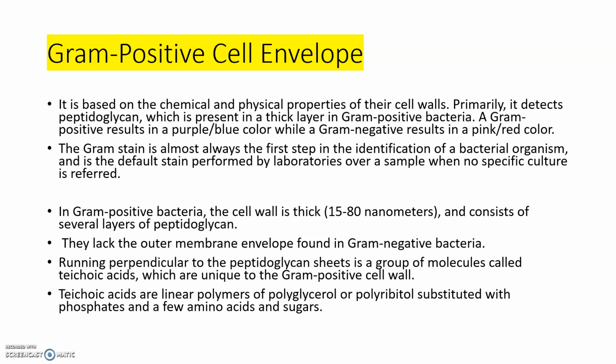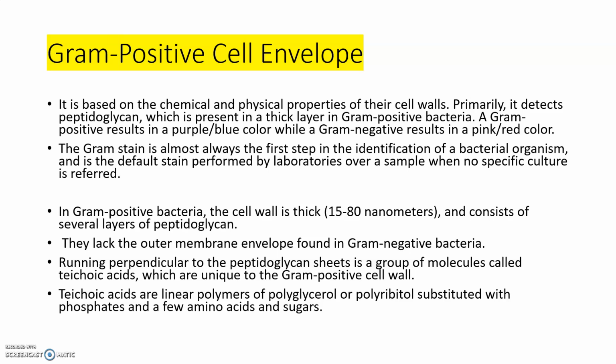Now, it is based on the chemical and physical properties of the cell wall. The gram-positive bacteria appear purple in color. Primarily, it detects the peptidoglycan, which is present in a thick layer in gram-positive. According to the gram staining, because of the thick layer of peptidoglycan, most of the primary stain gets absorbed onto this peptidoglycan layer. The gram-positive results in purple or blue color and gram-negative in pink or red color.